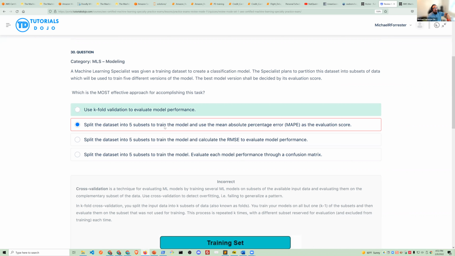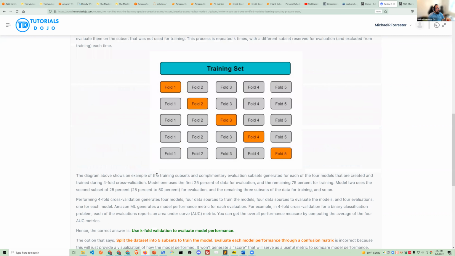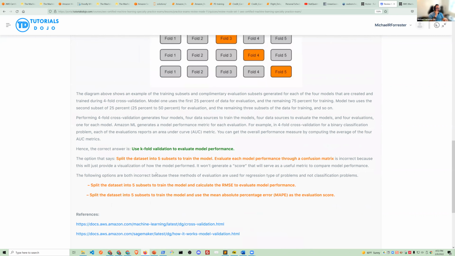So again, I think it's an interesting extrapolation. I'm going to partition this data set into subsets of data. That's, again, agreed, a little confusing, right? And then train 5 different versions of the model. Okay, that kind of makes sense, right? So let's look at why the other answers are wrong.